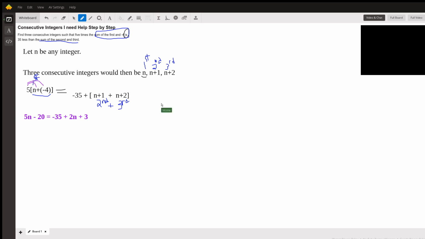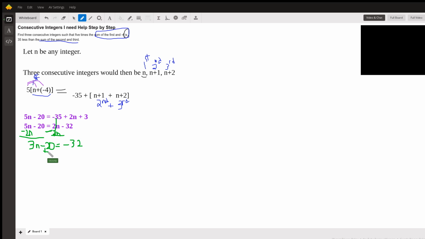So let's combine like terms on each side. 5n minus 20 doesn't need any help, but I have 2n, and then -35 plus 3 is -32. Now I'm going to subtract 2n from both sides. Okay, so that makes this side 3n minus 20, and that makes this side just -32.